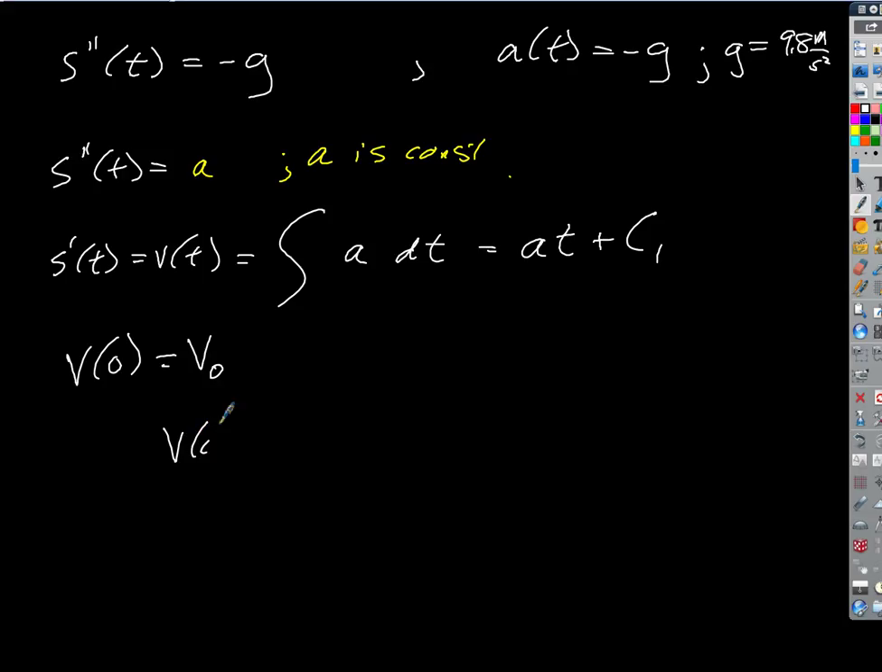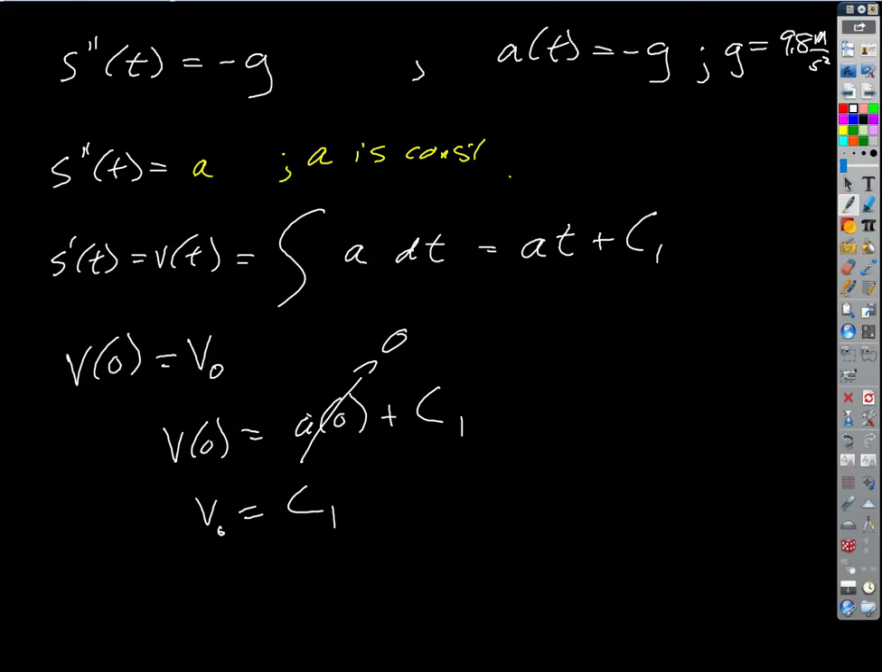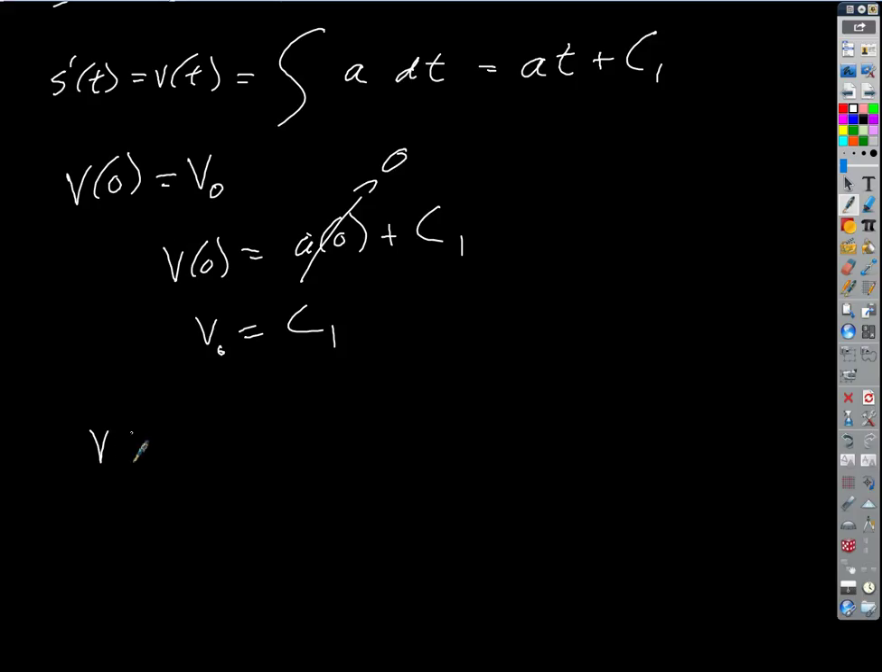Well, we get v of 0 equals a times 0 plus c1. Well, that's just 0, right? And so we end up with v naught equals c1. Okay, and so that ought to look familiar then, right? We end up with the equation v of t equals at plus v naught. Now we flipped that around typically in kinematics, and we wrote it as v naught plus at. But that's kinematics equation number 2, right? For people that are in physics.